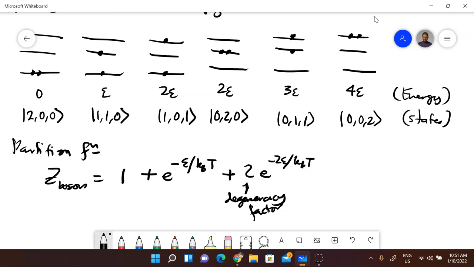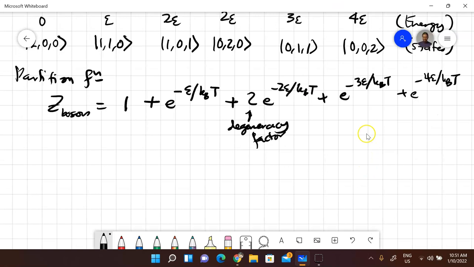And then we have e^(-3ε/kBT) plus e^(-4ε/kBT). So you can see that it's just a matter of seeing how your bosons are going to occupy these different energy levels. Now let's try to do this for the case of fermions.